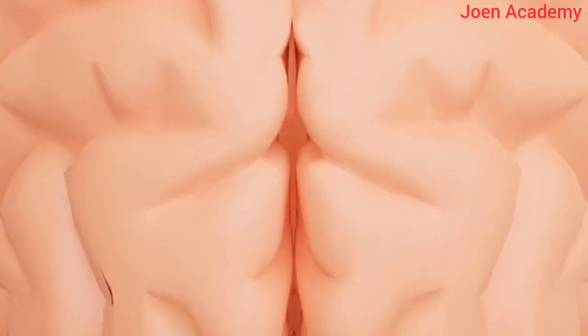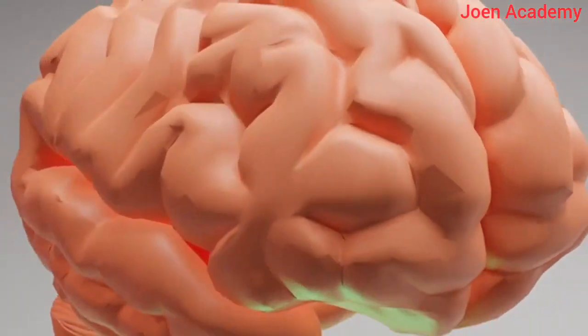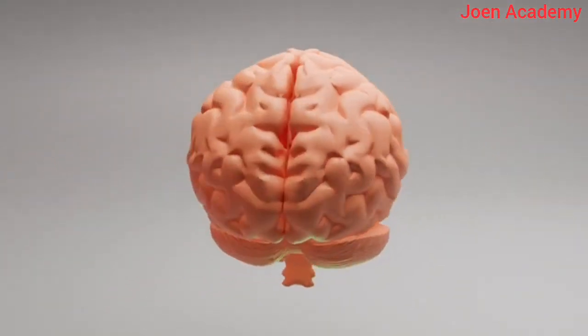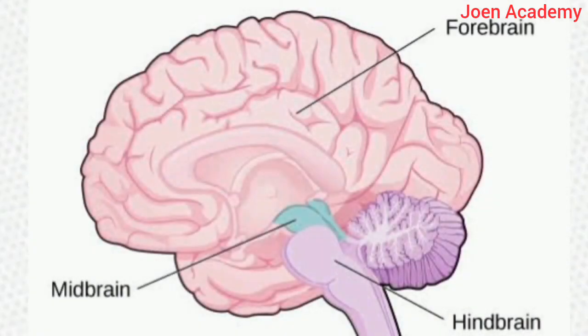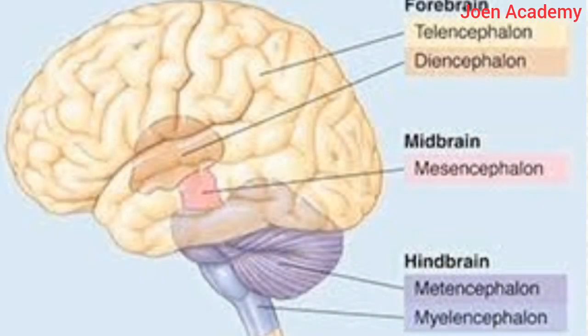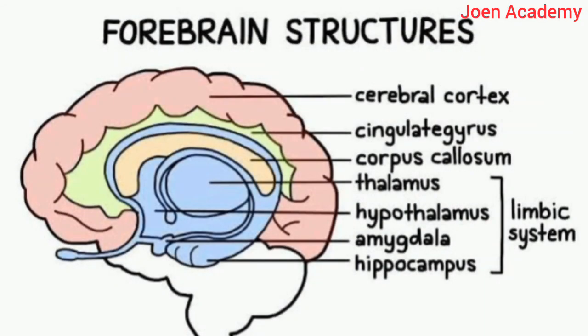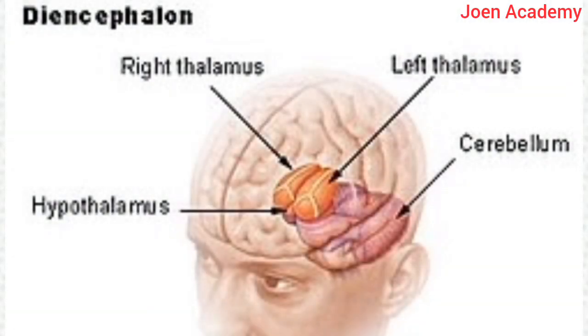Briefly, let's look at the parts of the brain. The brain is actually divided into three parts. We have the prosencephalon, the mesencephalon, and the rhomboencephalon. The prosencephalon is also known as the forebrain. It is further divided into two parts. We have the telencephalon and the diencephalon. The telencephalon comprises the cerebral hemisphere, the amygdaloid nucleus, the hippocampus, and the basal ganglia. Whereas the diencephalon comprises the thalamus, the subthalamus, the hypothalamus, and the metathalamus.